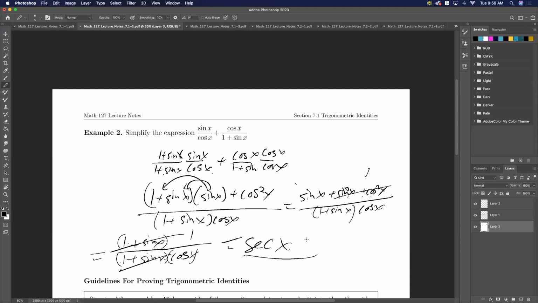Now do all of them equal secant x? Now, it's just that the two problems I chose ended up being that way. So the Pythagorean theorem identity comes up a lot in these.